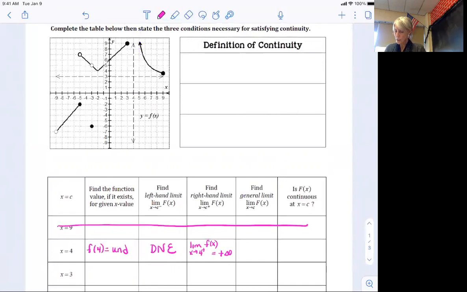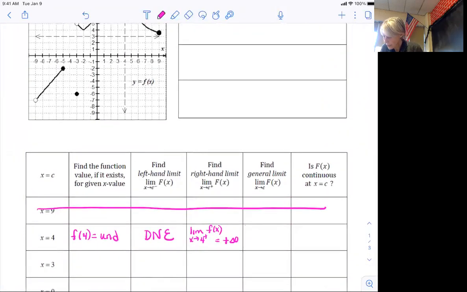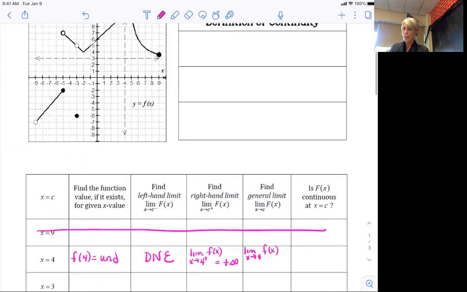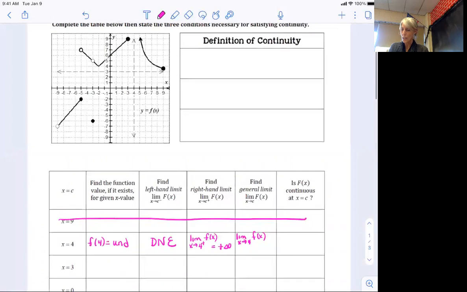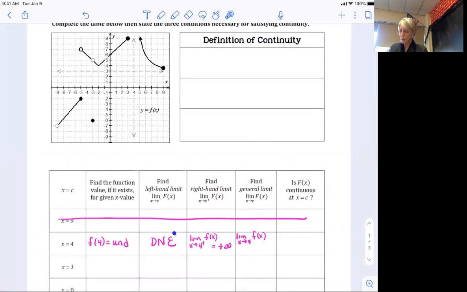Find the general limit. In other words, we want to find the limit as x approaches 4. Well, remember, when we want to find the general limit, then we go to either side. We can do it from our table and compare that, or we can just look at the graph and see that the limit does not exist.